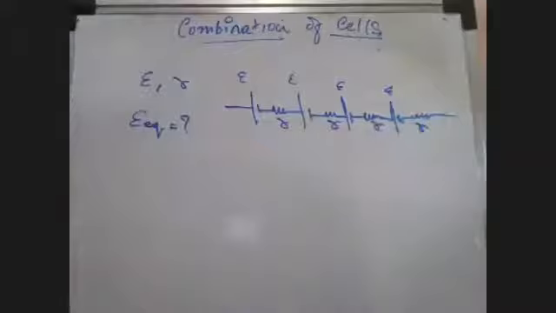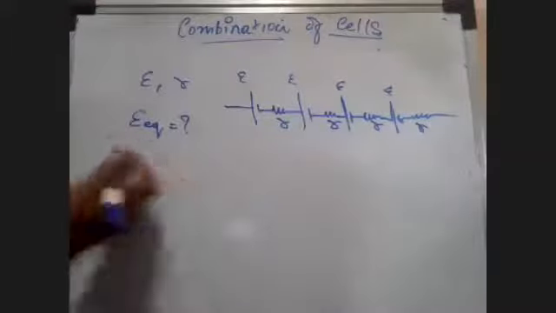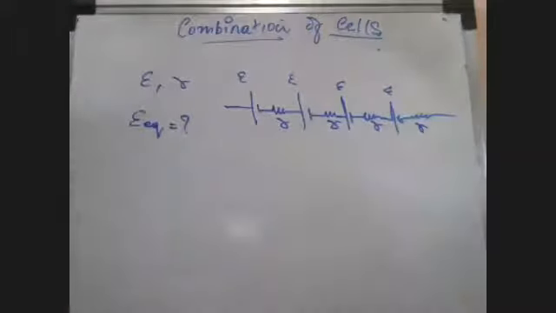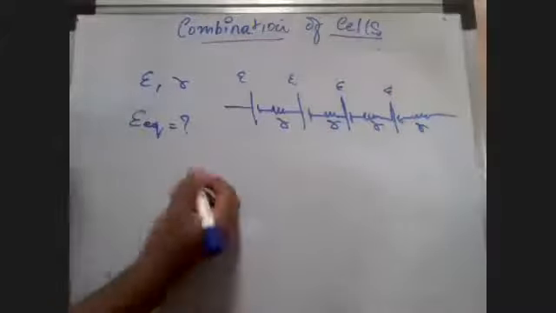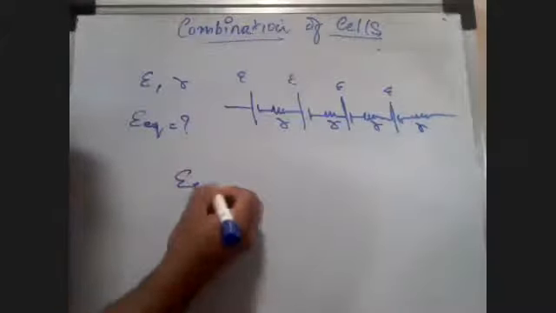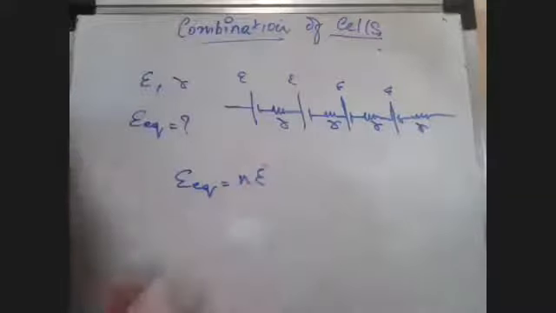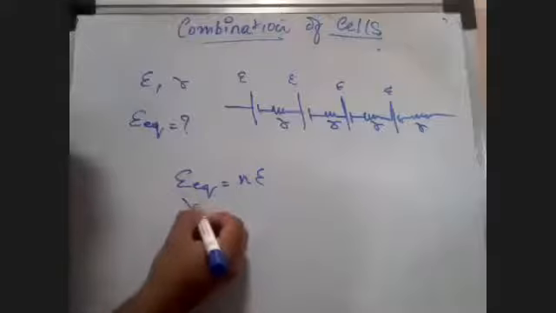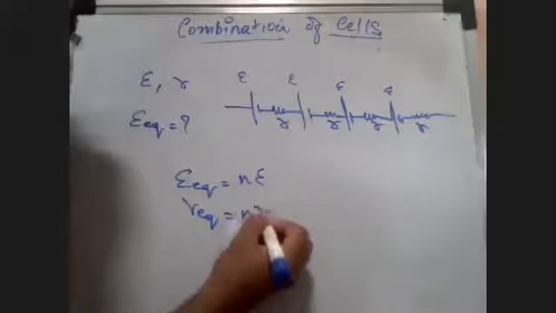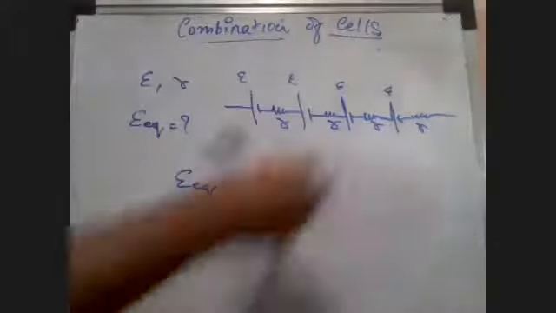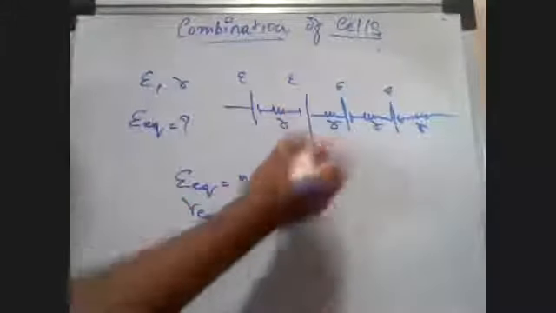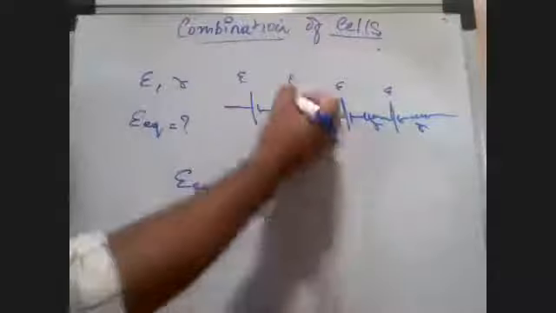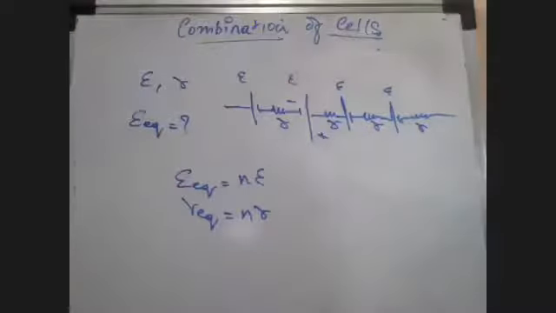So in this case, without changing the polarity, what is the general expression for E equivalent? In the previous case I found E equivalent was n times epsilon, yes or no? And R equivalent was n times R. But now, if I take this battery away right here and change its polarity in such a way that this is plus and this is minus, what can you observe here?